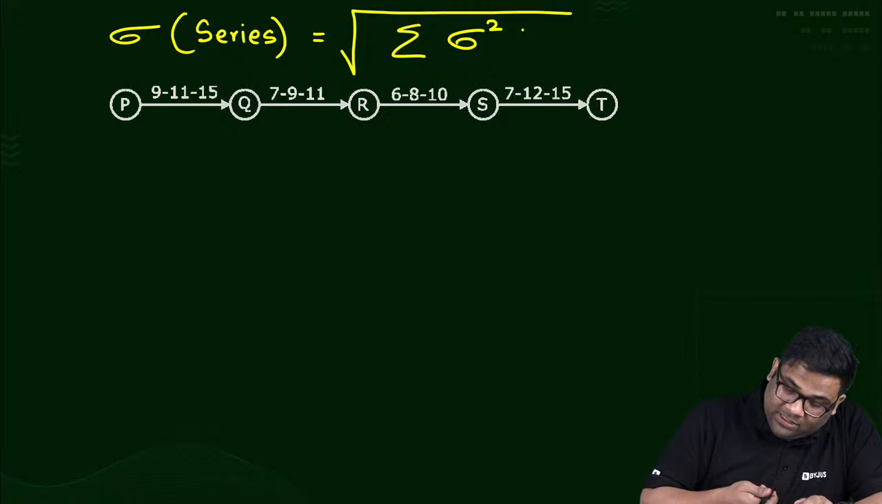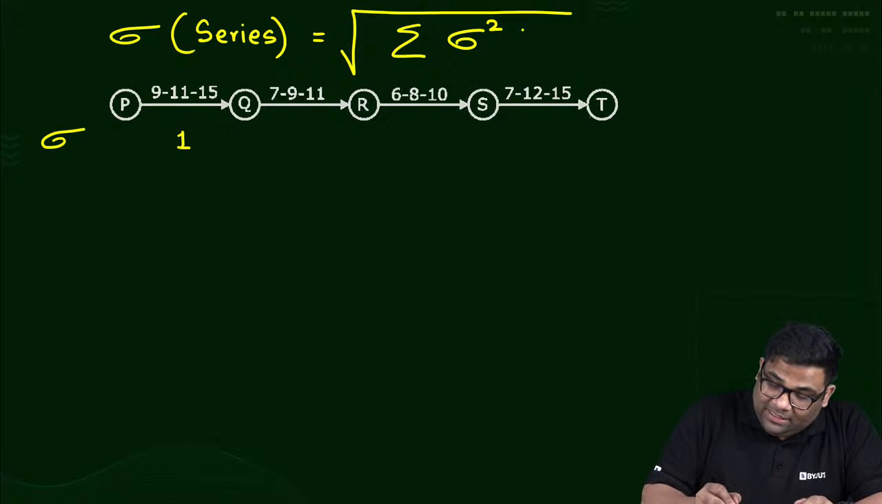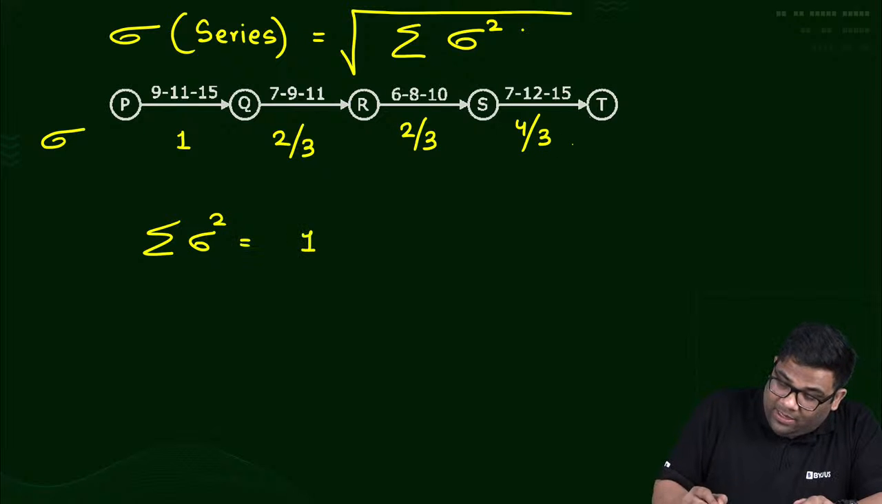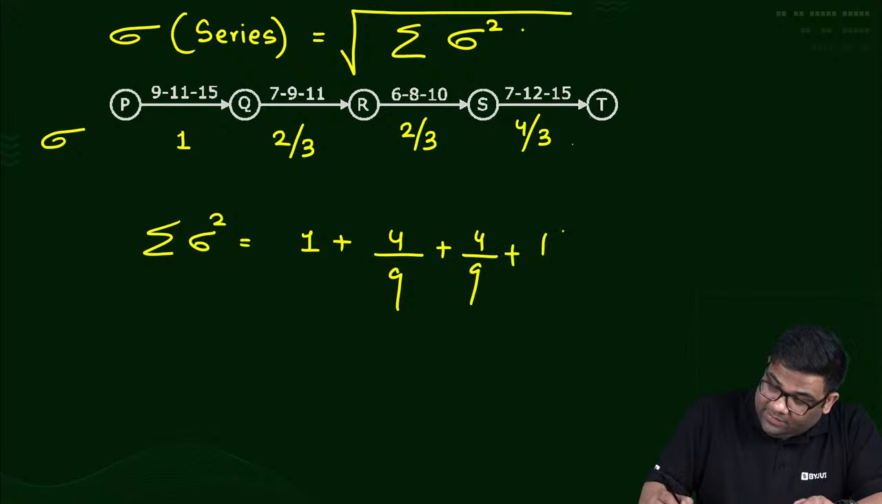Here sigma is 1. Here sigma is 4 by 3, that is 2 by 3. Then here also 4 by 3, 2 by 3. And here it is 8 by 3, that is 4 by 3. Now when I take the summation of sigma square, that will be 1 square plus 2 by 3 square, that is 4 by 9, plus again 4 by 9, plus 16 by 9, and then I will take the square root of this.